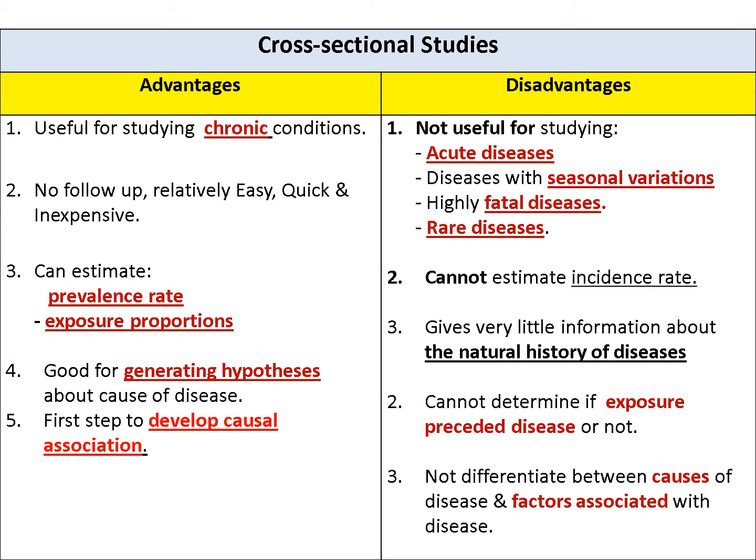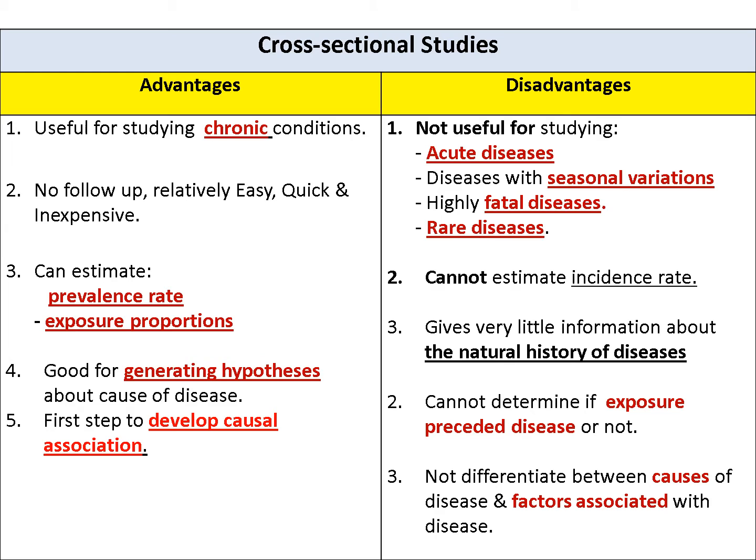But on the other hand, a disadvantage is that it can't estimate the incidence rate. Why? Because we see this target group only one time, each one time. So we can't detect the occurrence of a new condition or new disease. Another advantage is that it is good for generating hypotheses about the cause of disease, as it only suggests the cause of the disease. But of course we can't test the hypothesis, because we don't do comparison.